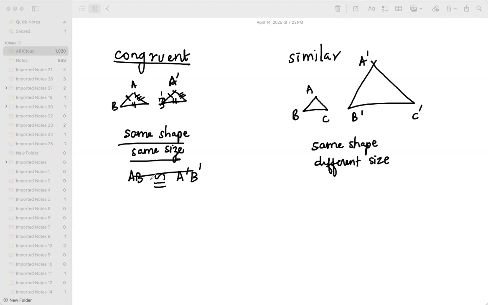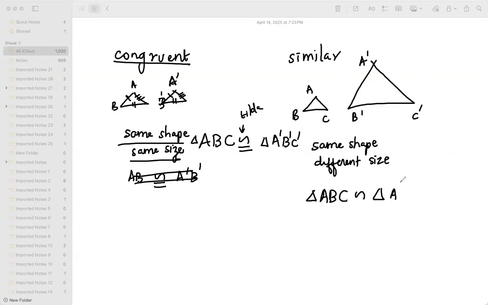Otherwise, the triangle can be marked like this. Triangle ABC is congruent, equal to and a tilde, this is called a tilde, to triangle A dash, B dash, C dash. Similar triangles: triangle ABC is similar to triangle A dash, B dash, C dash. Just the tilde. Tilde means their sizes are different. Tilde and equal to means they're congruent, exactly the same sides, same angles.